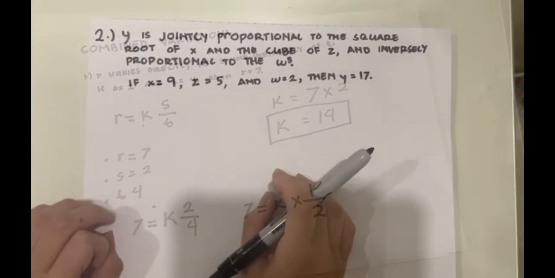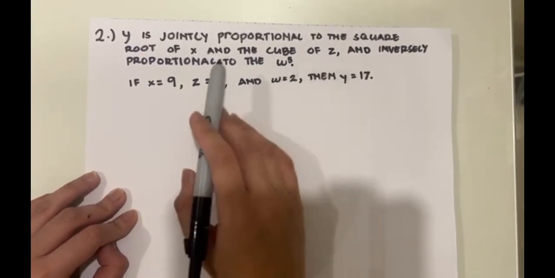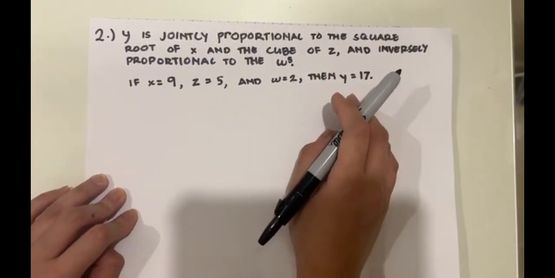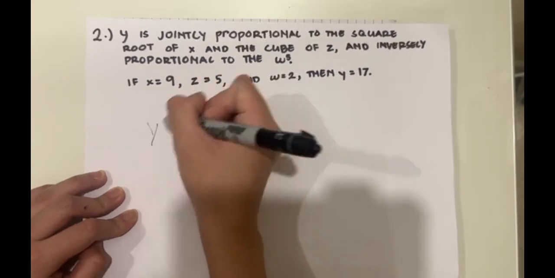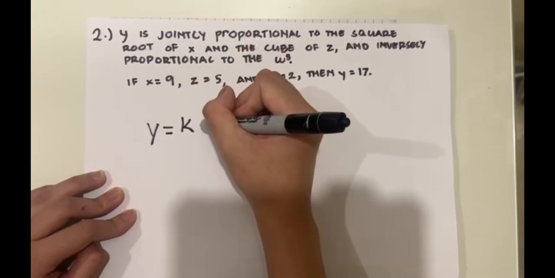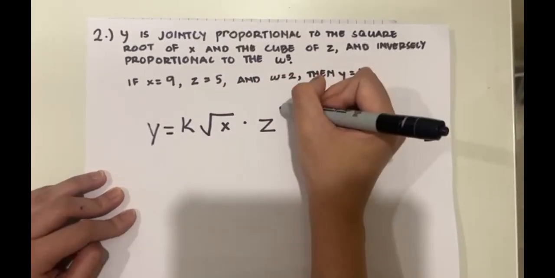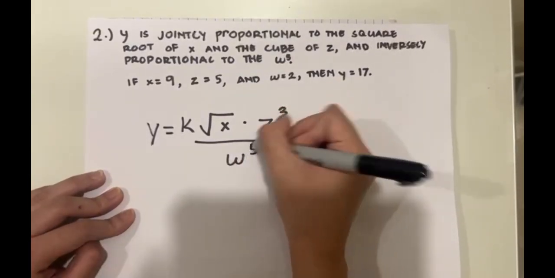The next example is: the problem says that y is jointly proportional to the square root of x and the cube of z, and inversely proportional to w raised to the fifth power. This means we can write the equation as y equals k times the square root of x times z cubed, all over w to the fifth power.